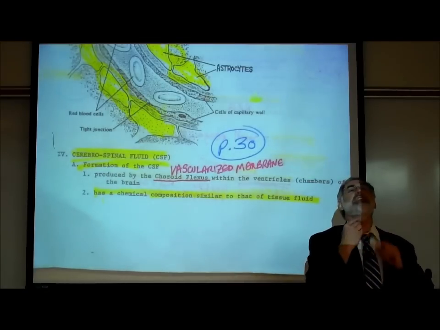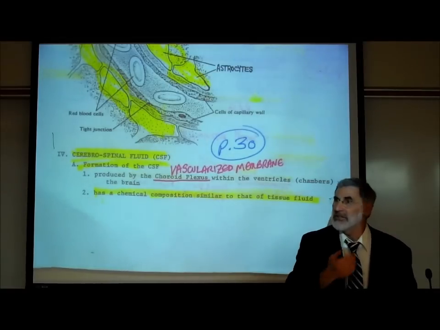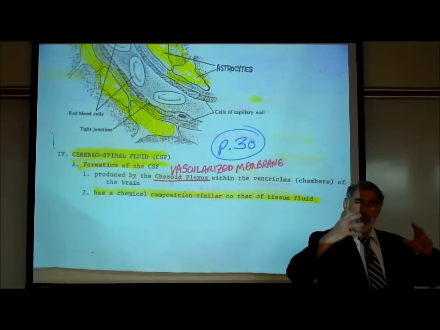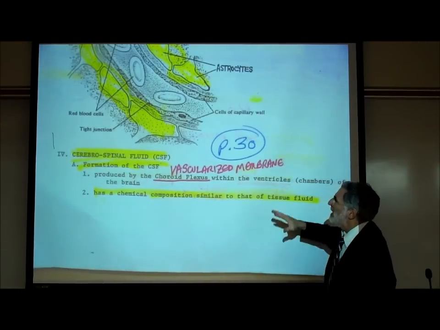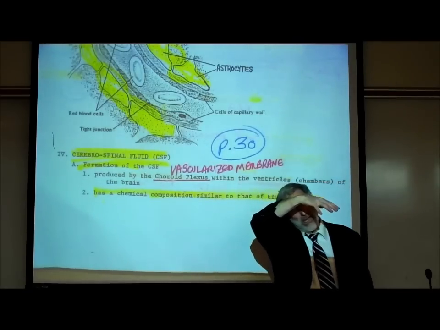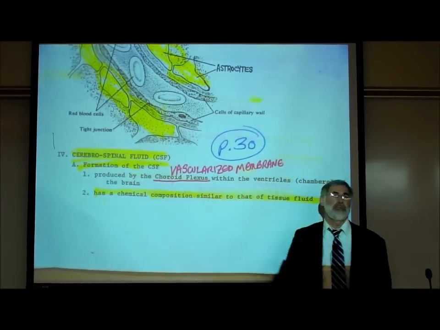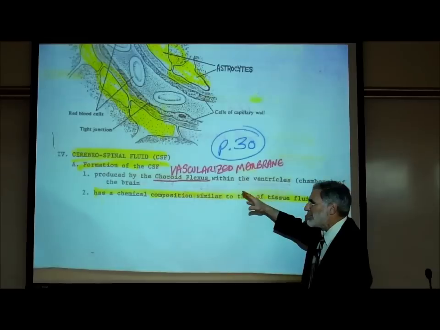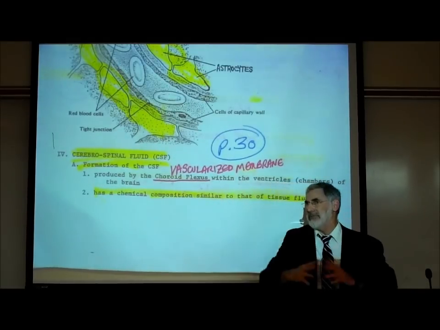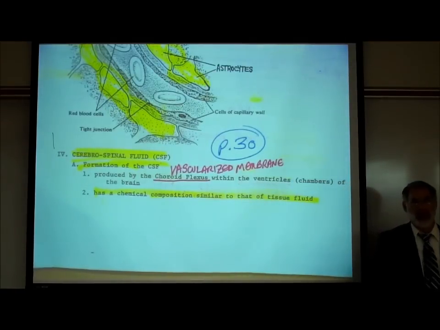In fact, the chamber right here in your larynx, where your vocal cords are located, is called the ventricle of the larynx, the chamber of the larynx. And there are chambers or cavities within your brain. Forming a lining in these chambers is a vascularized membrane called the choroid plexus. So the choroid plexus is the name of this vascularized membrane, this membrane with a lot of blood vessels that forms this fluid called cerebrospinal fluid.